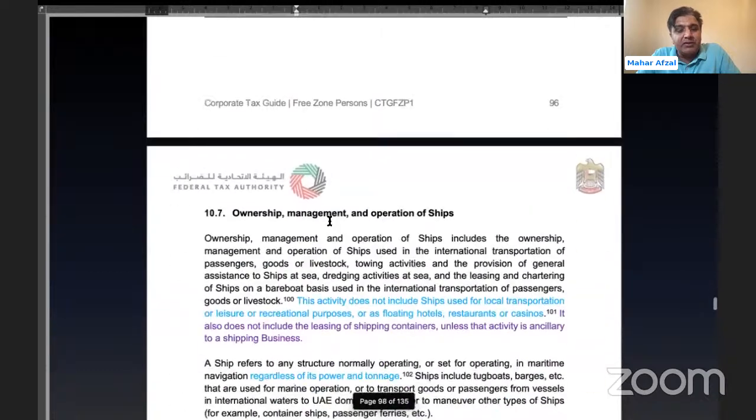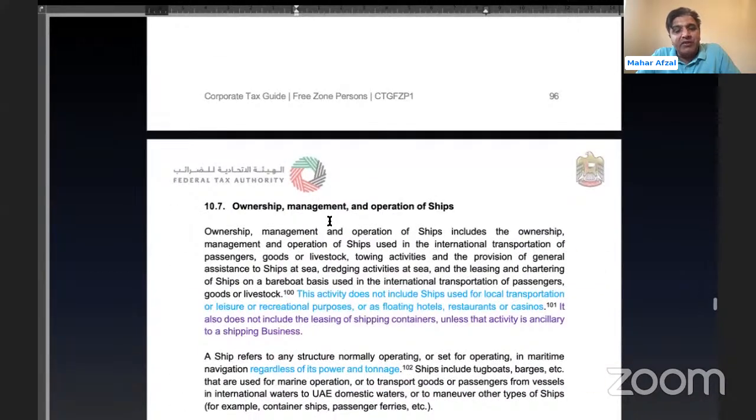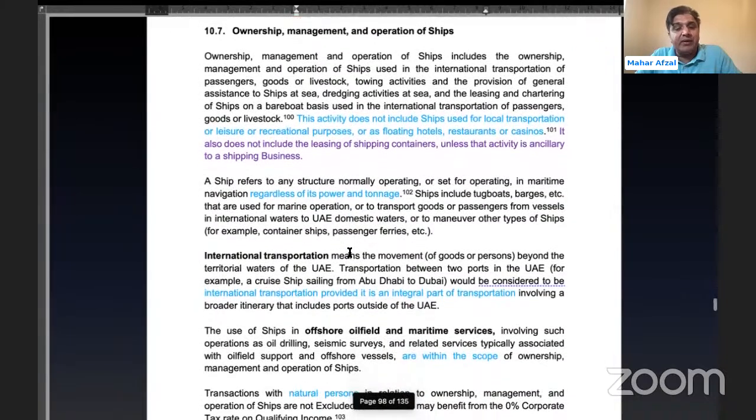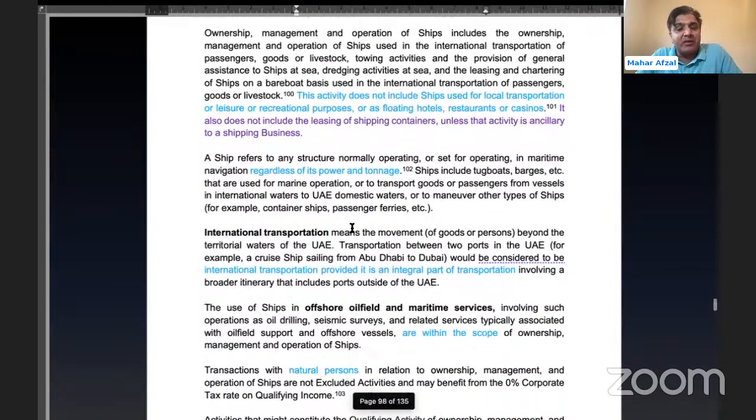Jumping quickly to the rest. Ownership, management, operation of ships, I think there's no change. If the free zone person is owning, managing or operating the ships, and these ships are being operated in the international water, and these are not being used within the UAE, and the activity does not include ships used for local transportation, leisure, recreational services, then it will be a qualifying activity. Otherwise, it will be a non-qualifying activity. It doesn't matter what is the power and tonnage of the ship, it doesn't matter.